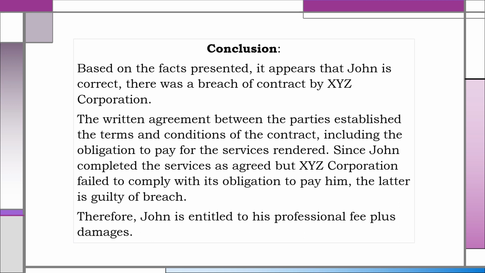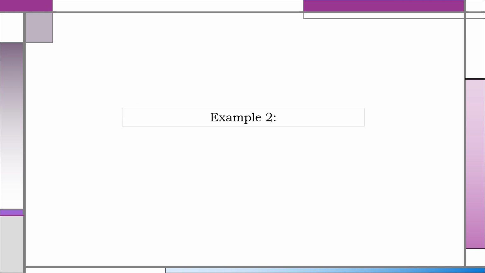Conclusion. Based on the facts presented, it appears that John is correct that there was a breach of contract by XYZ Corporation. The written agreement between the parties established the terms and conditions of the contract, including the obligation to pay for the services rendered. Since John completed the services as agreed, but XYZ Corporation failed to comply with its obligation to pay him, the latter is guilty of breach. Therefore, John is entitled to his professional fee plus damages.